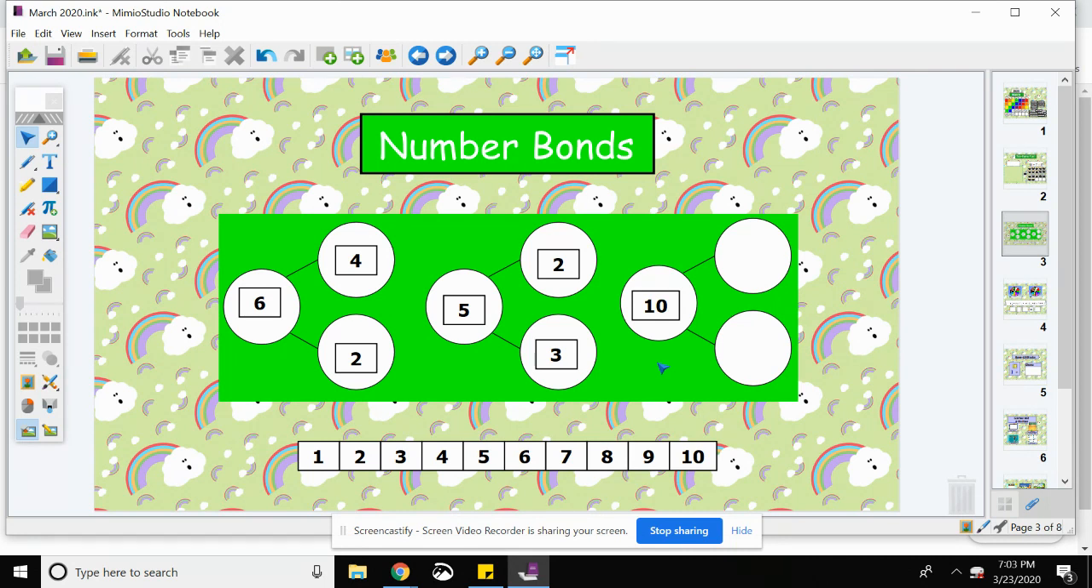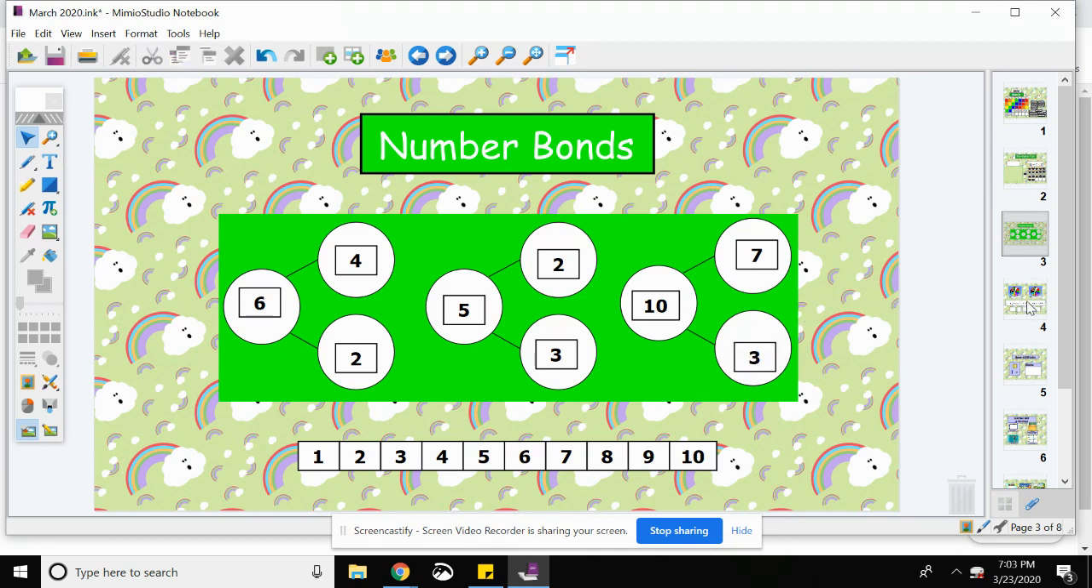I think I'm going to come up with one that's going to be a little bit trickier. Let's think. Let's see, if I started with 7, how many more do I need to make 10? So 7, I'm going to use my fingers on this one. You can't see it. But if I have 7, I'm going to count on 1, 8, 9, 10. I need 3 more to make 10. 7 plus 3 equals 10.